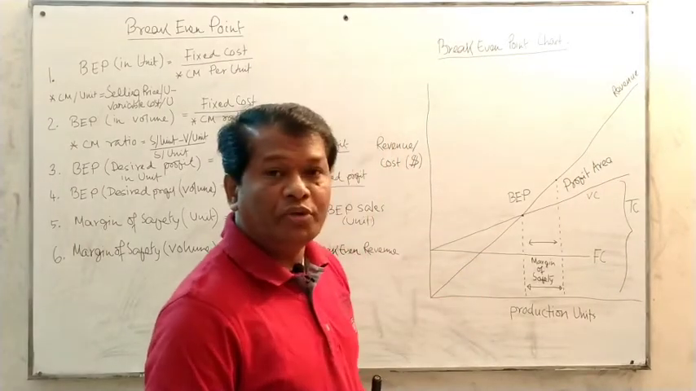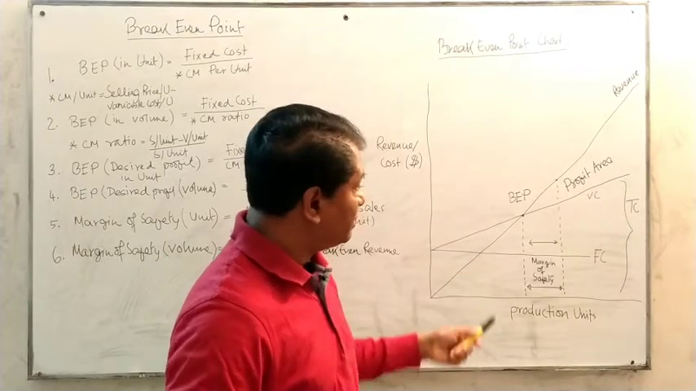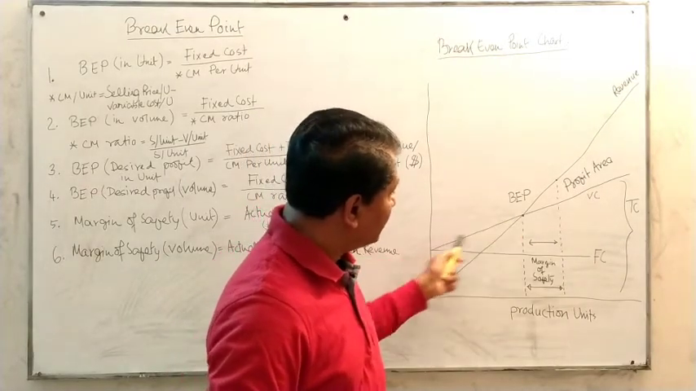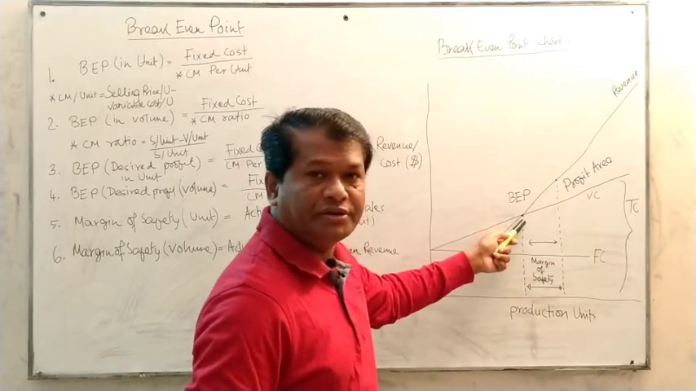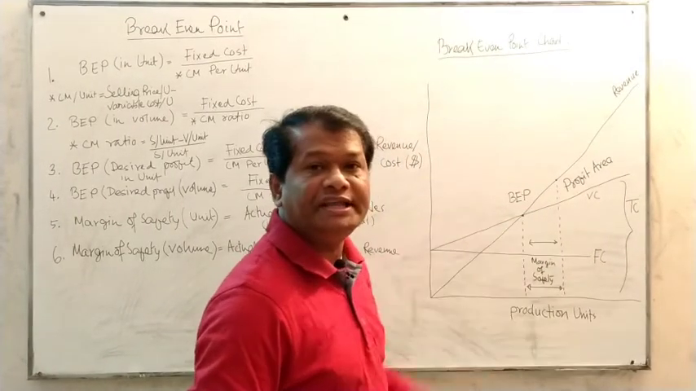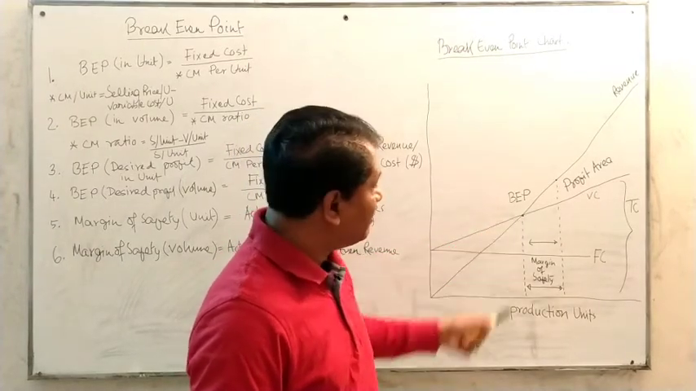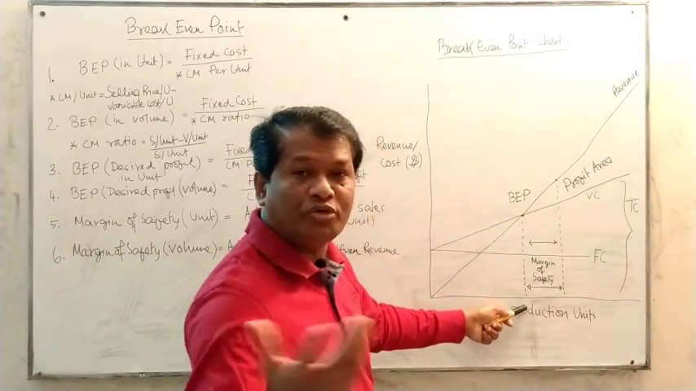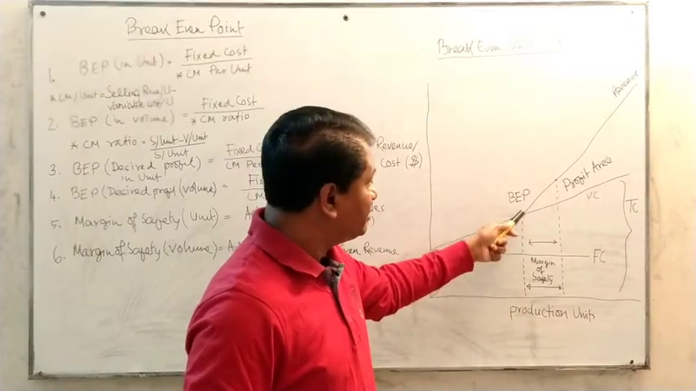Now you have to find the intersecting point of the total cost. Here is the total cost line. This cost is the total cost. This intersecting point is said to be the break-even point. Maybe here the total production is 2000 units, and this is the break-even point.